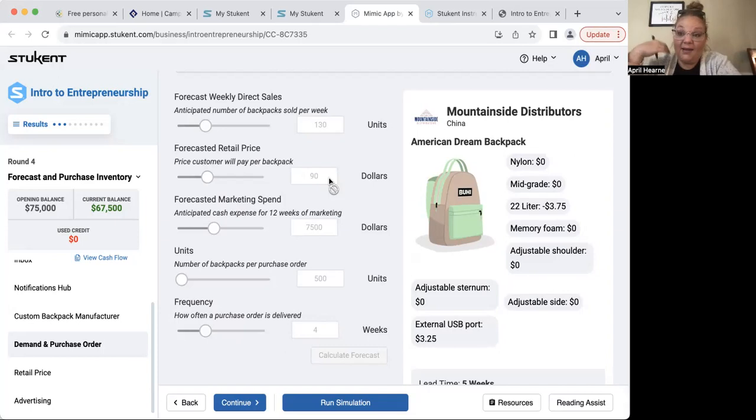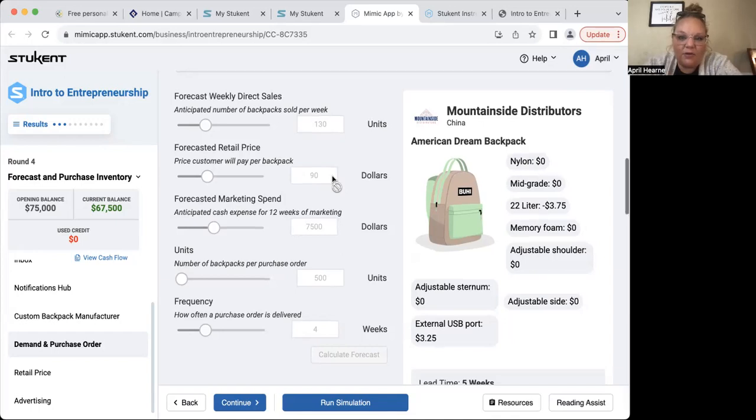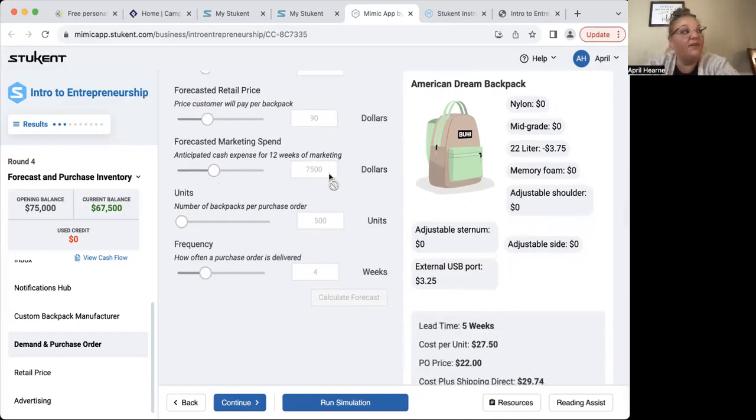I'm not going to say that 90 is the right answer. I'm also not going to say that 90 is better than 85 or 95. But make a very good educated decision when it comes to how much that you're going to charge. And in this case, I ended up choosing $90. I also chose a $7,500 ad spend.